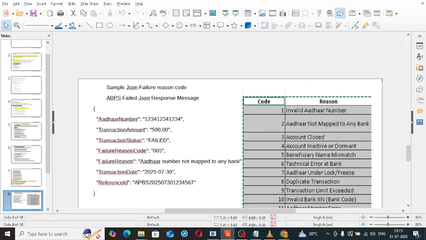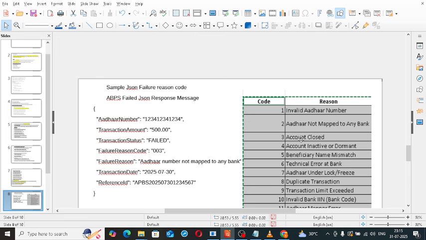This is the transaction date. This is the reference ID. See, the third one is account closed. Whenever you see a reason code, this is the reason code table. If they mention 001, that means invalid Aadhaar number. 002 means Aadhaar not mapped to any bank. 003 means account closed.